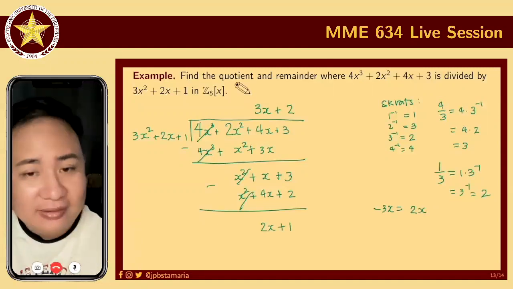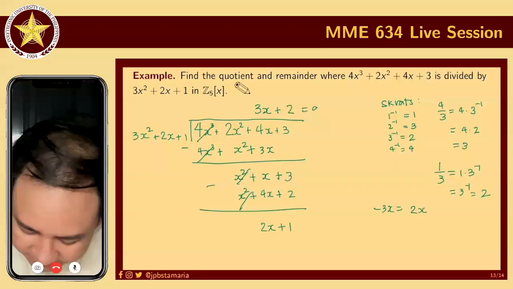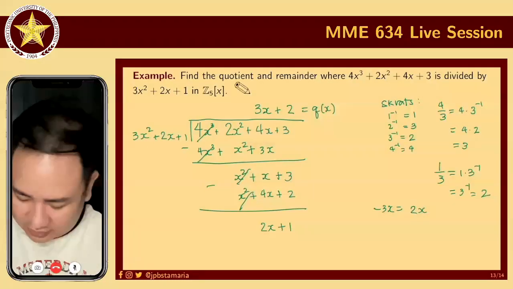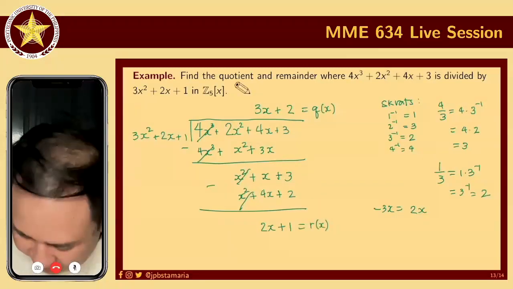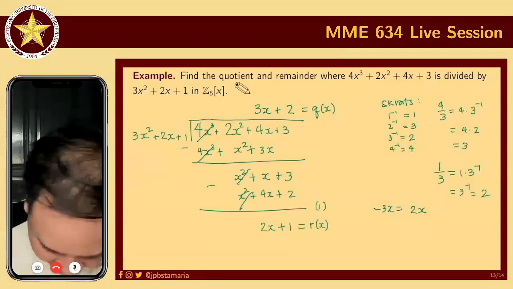Ang quotient ay 3x plus 2. Ang remainder ay 2x plus 1. How do I know na tapos na? Kasi yung degree na ito ngayon, 1 na ang degree. Ang degree na ito ay 2.